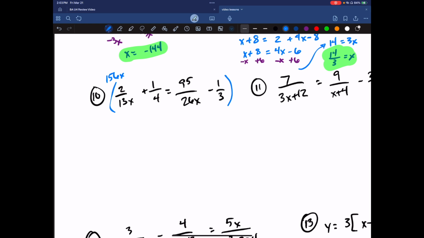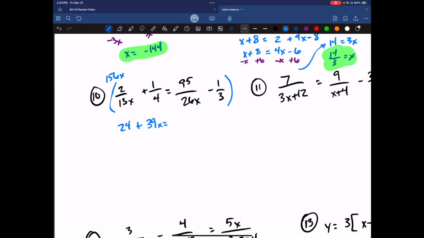12 times 2 is 24. The x's are going to cancel. 4 goes into it 39 times. 39 times 1 is 39. And then you don't have an x to cancel with, so it's going to be 39x. And then 26 goes into it 12 times. I'm sorry, 6 times. Well, 13 went into it 12 times. 13 is half of 26. So 26 goes into it 6 times.